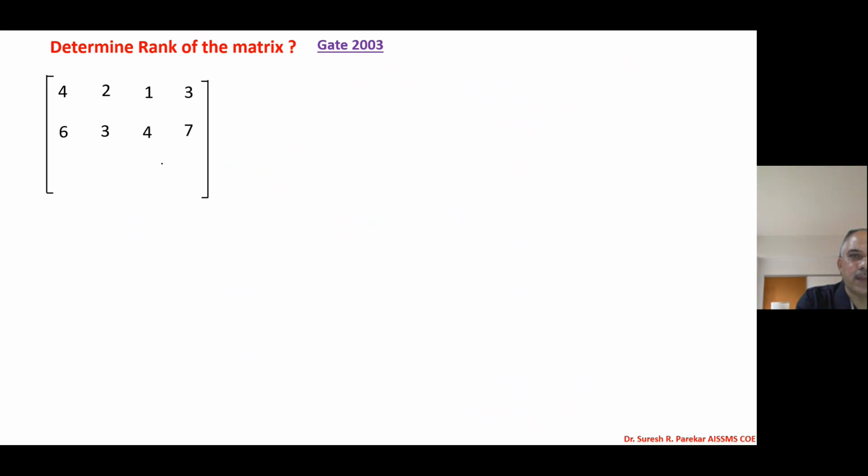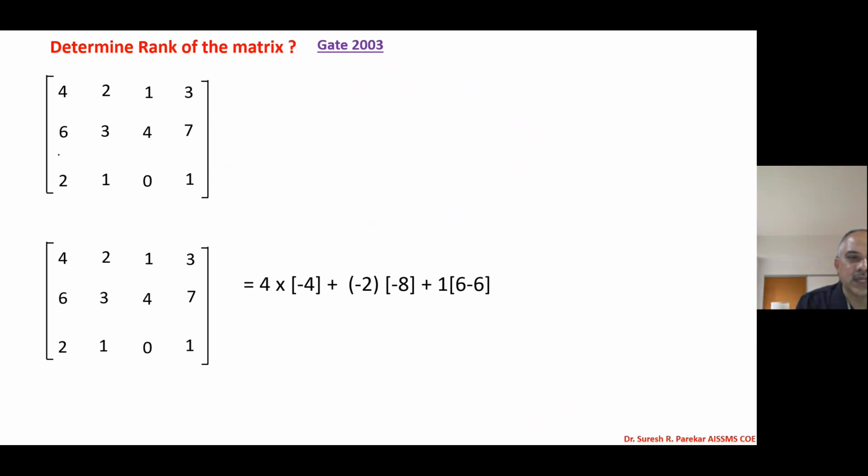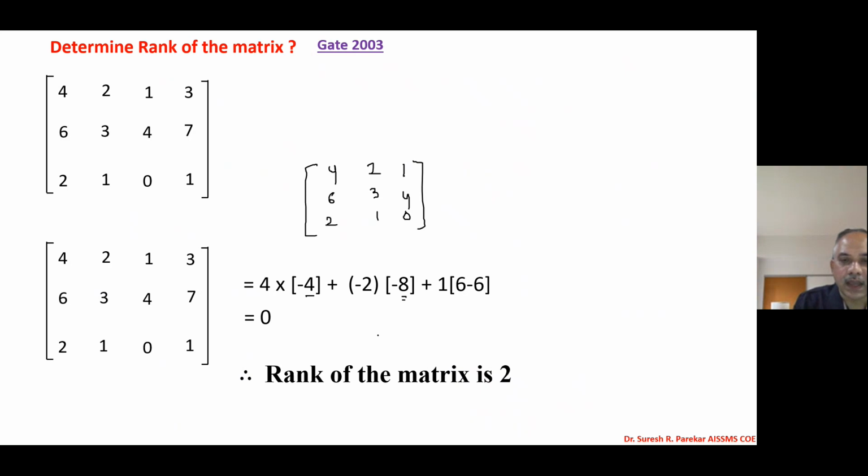Then we have again one problem asked in 2003. So we have this problem, again calculate the rank of the matrix. Try to understand; in the last one I had not explained, but before that I explained this. So we have 6 3 4, then 2 1 0, and then 4 into 0 minus 4, then minus 2 into 0 minus 8, so minus 8 plus 1 into 6 minus 6, and that is 0. You can consider this also, any first three or then last three.